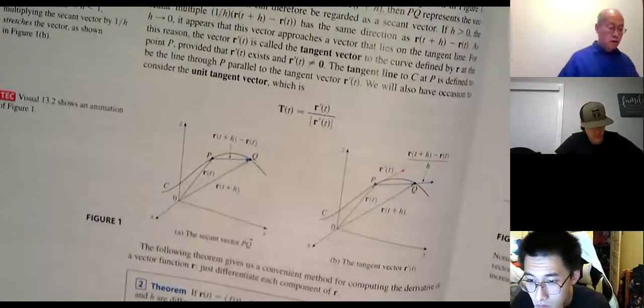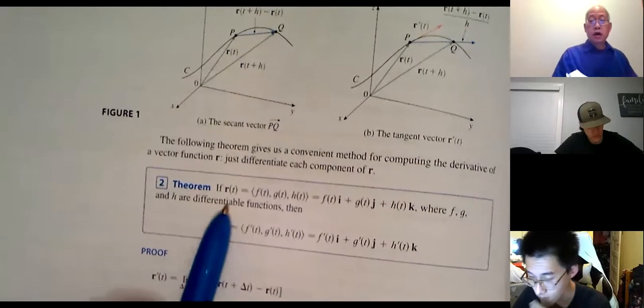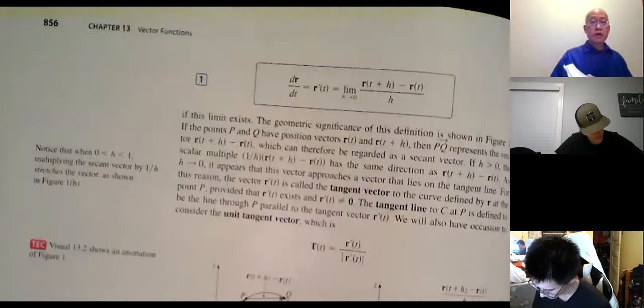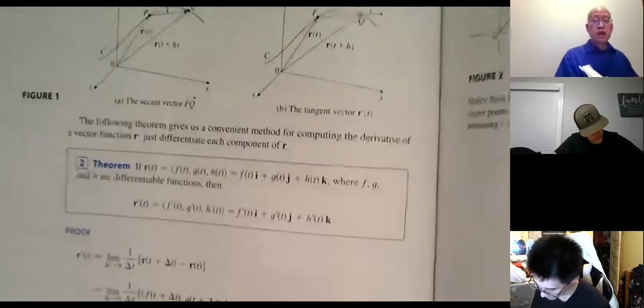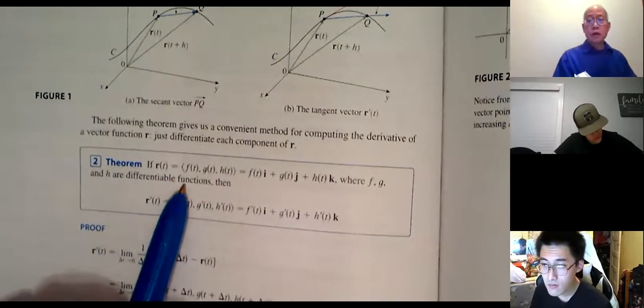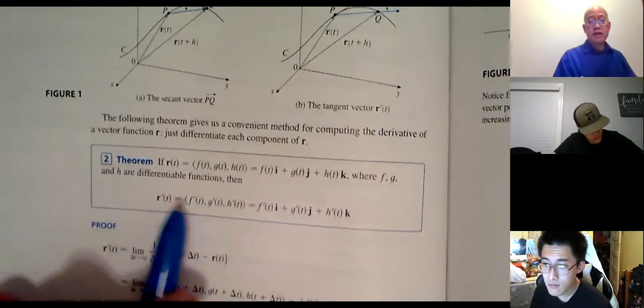Key things. Again, we have a position vector. The position vector is given by R. So R is f(t), g(t), h(t), that's x, y, and z. This is on page 856. If you want to put this on the next formula sheet, you may. How do I take the derivative R prime? It's just the derivative of each, very easy.